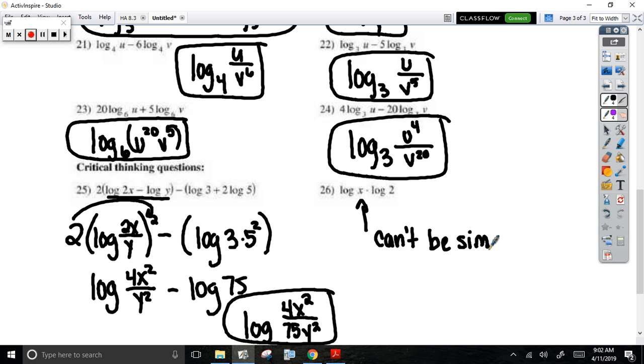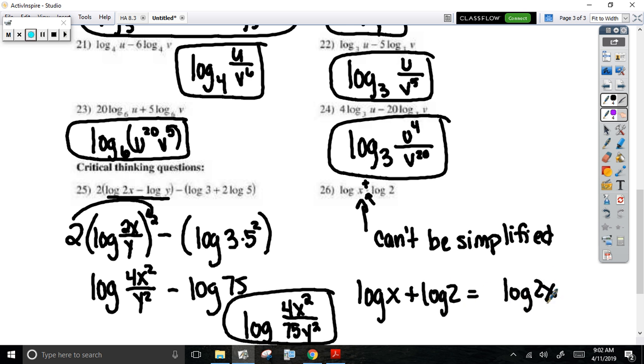Thank you. And number 26 can't be simplified. It's kind of like a trick question. In order to be able to combine 2 separate logs into one, this would have to be a plus sign instead of a times sign. If it's a plus sign, then it would be log of x plus log of 2. Then you multiply them, and you get log of 2x. That's not what the problem was. It was a times, and there's no property that allows you to simplify.